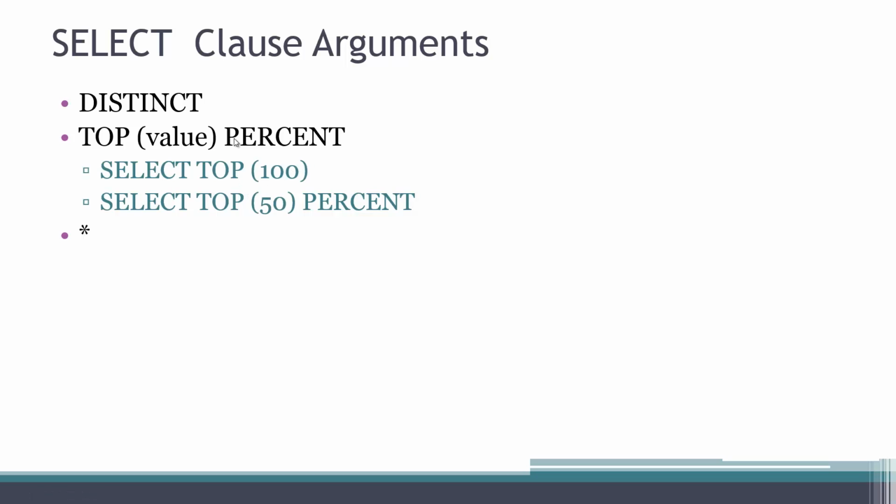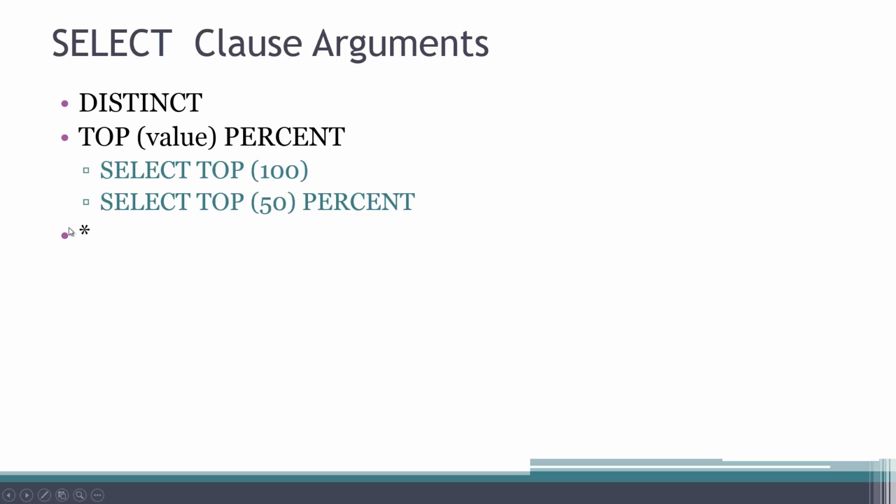The second one says look at the results that come back and return to me 50% of those rows. So this would actually say, okay, we have 100 rows, so we'll return 50. Or we have 200 rows, so we'll return 100. Or we have 36 rows, so we'll return 18. So it'll figure out first how many rows it has, and then it will return a certain percentage of those rows.